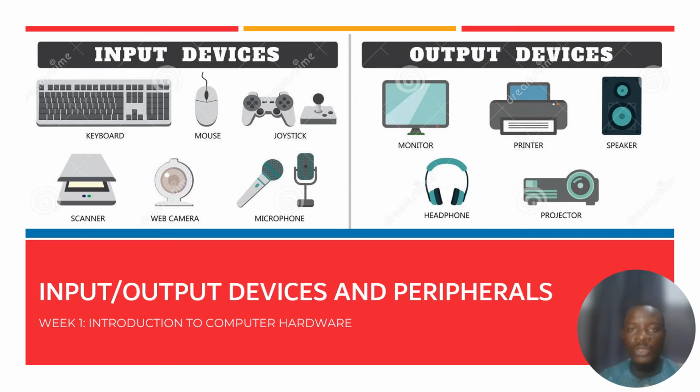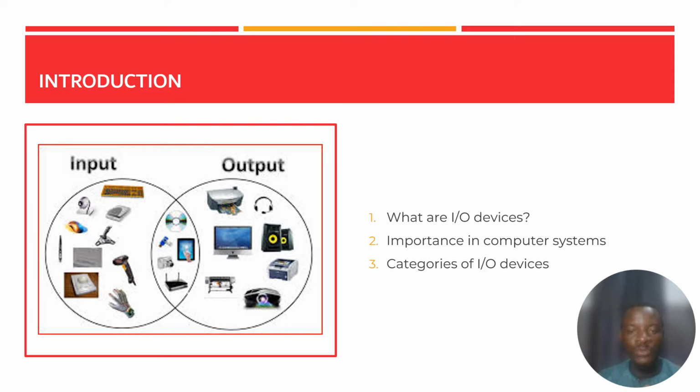Welcome to our lesson on input and output devices and peripherals. Input and output devices form a bridge between our computers and the outside world. They allow us to input data into a computer and receive output from it. These devices are crucial for human-computer interaction and for connecting various components to expand our computer's capabilities.